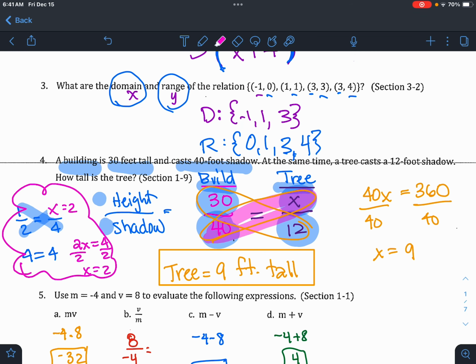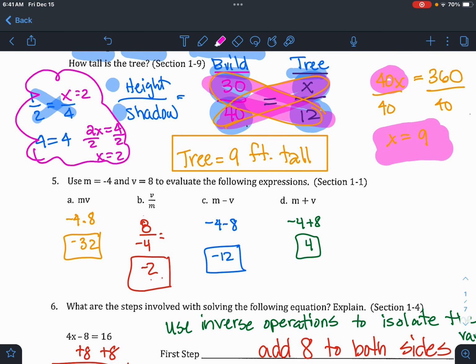Then I solve this using cross products. I multiply across here and I get 40x, and I multiply here and I get 360, and then I divide by 40 to solve for my variable. And I know that the tree is 9 feet tall. This concept we use several times in different ways, so we'll hit this one again.